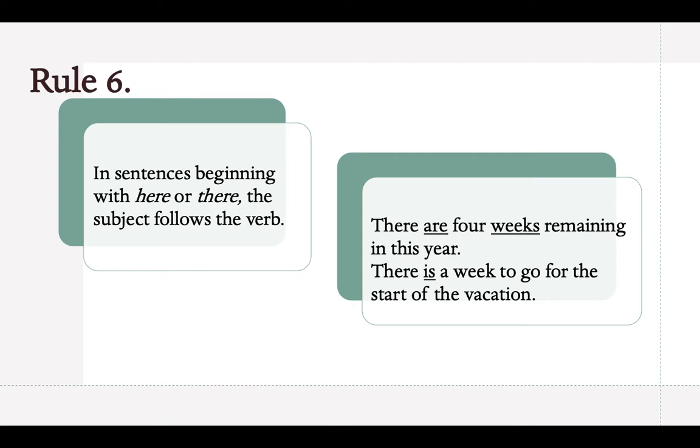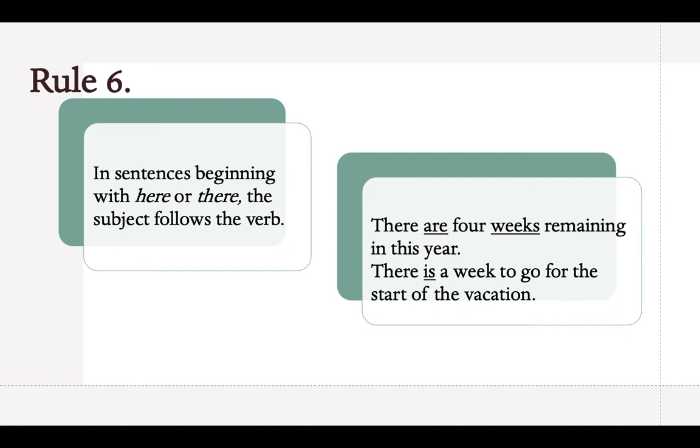So there are 4 weeks remaining in this year. What is remaining in this year? 4 weeks. Weeks are remaining. So weeks is the subject and therefore it should agree with the verb. It can't be: there is 4 weeks remaining in the year, that is wrong. There are 4 weeks remaining in this year. You just try to rewrite it: 4 weeks are remaining in this year. That is how it ideally comes, but it has been written in this way. Anyway, the subject should agree with the verb. So there are 4 weeks remaining in this year.